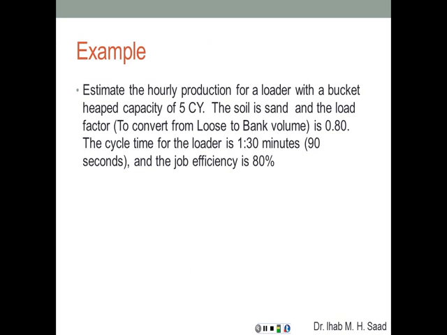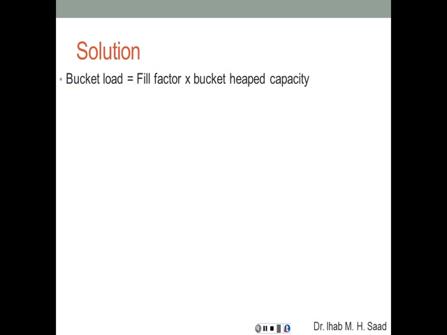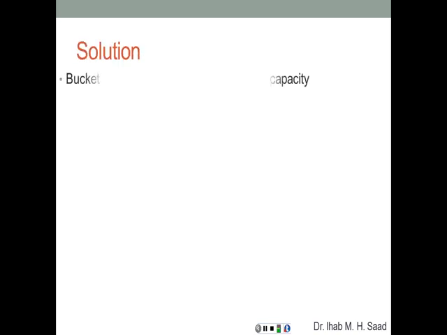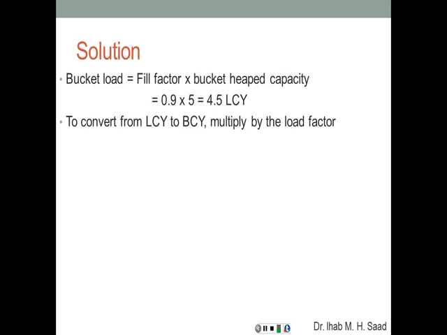So to solve this problem, we need to get the number of cycles per hour times the bucket capacity. The bucket load is going to be equal to the fill factor times the bucket heaped capacity, which is 0.9 times 4.5. Here we're going to look at the table. That's going to give us that 0.9. And the bucket heaped capacity was 5 cubic yards, and that's going to be in loose cubic yards.